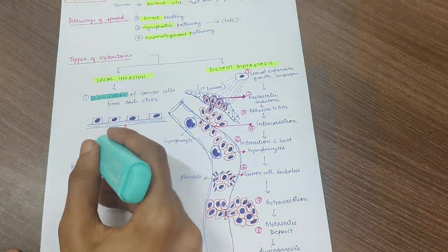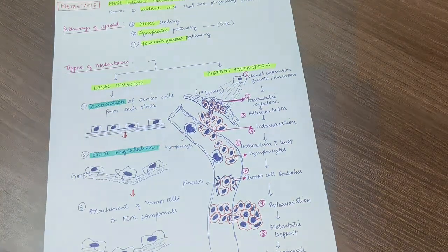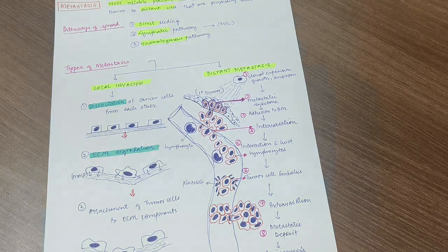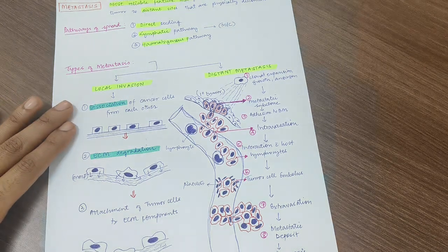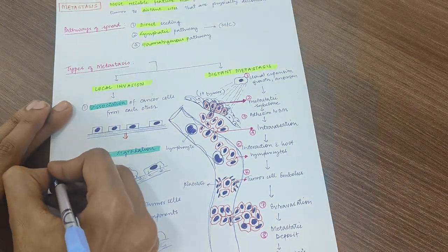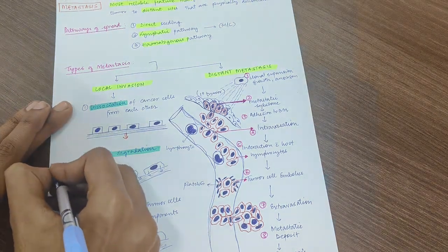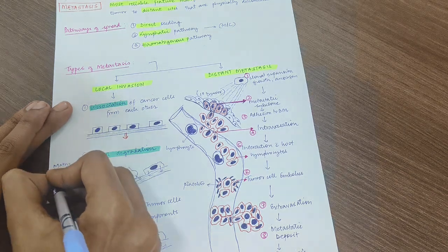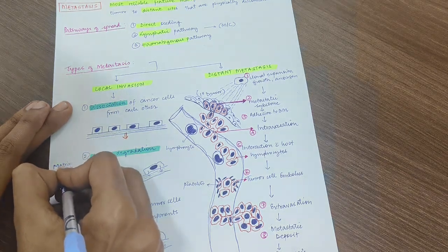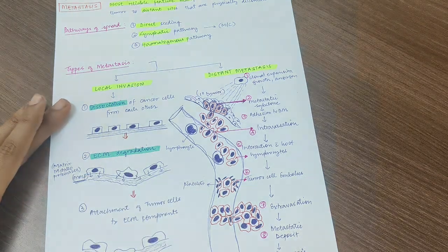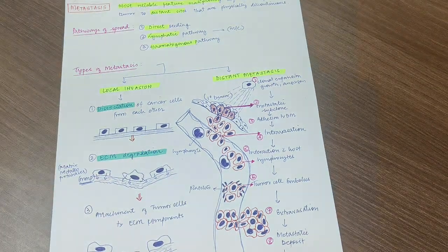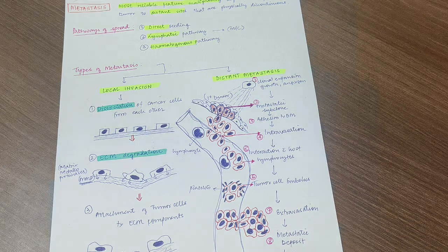Next is ECM degradation, that is extracellular matrix degradation. Who will do this? It is done by matrix metalloproteinases. They are called MMPs. They do the extracellular matrix degradation.